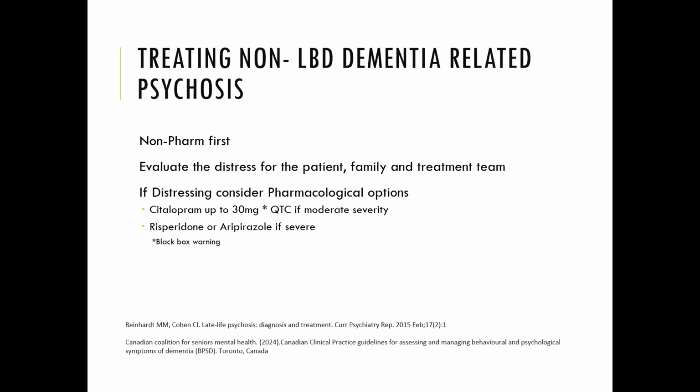If it is non-Lewy body dementia related psychosis, but in dementia, you're going to use the same principles: non-pharmacological first, then evaluate for distress in the patient, family, and treatment team in that order. The new CCSMH guidelines from 2024 suggest citalopram up to 30 milligrams, but you might want to monitor QTc. If there's moderate severity of psychosis, then risperidone or aripiprazole. If severe, there is a black box warning for all atypical antipsychotics in dementia. So there are real risks, but they also recognize that these three drugs may not be adequate for controlling symptoms, and so other treatments may be required.